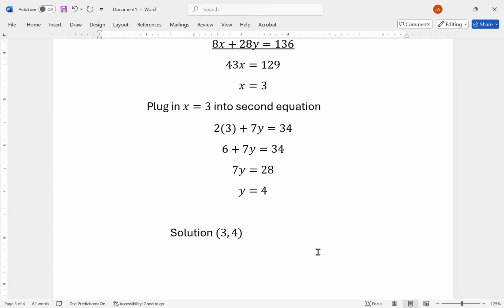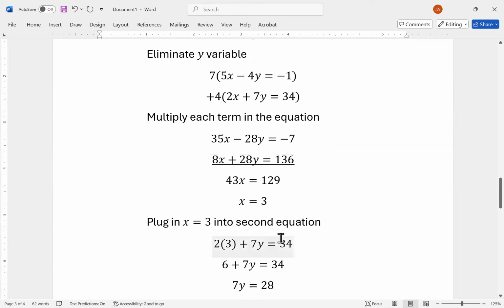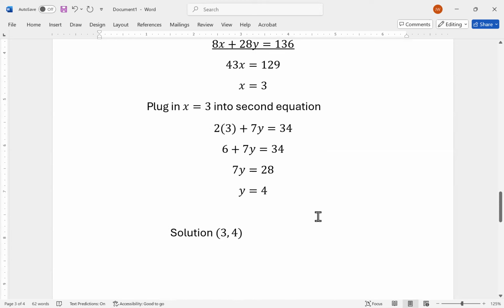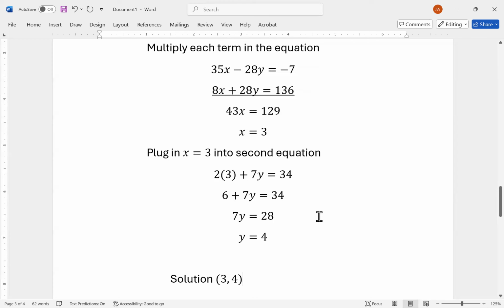But you could imagine if you got some ugly decimal or some ugly looking fraction, that this method could give you a slight advantage over graphing. So there you go. That's how we do solving the system with two equations and two variables using the elimination or the addition method.